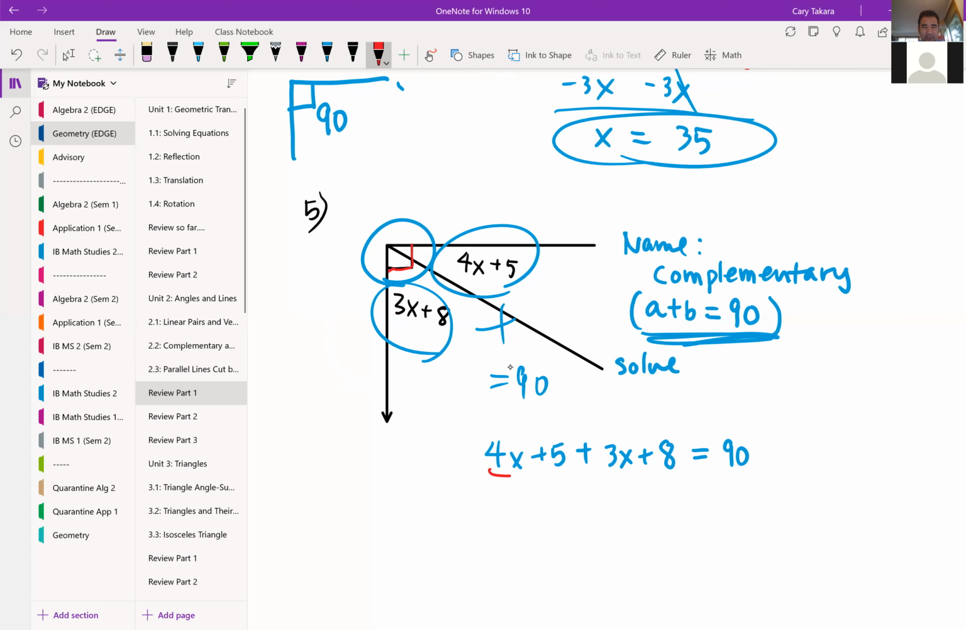You see that 4x and 3x, they're on the same side of the equal sign. The equal sign is right here, right? And they're on the left side. They belong on the left side. So let's just combine, okay? 4x plus 3x is 7x. And then 5 plus 8, that's 13. That's equal to 90.